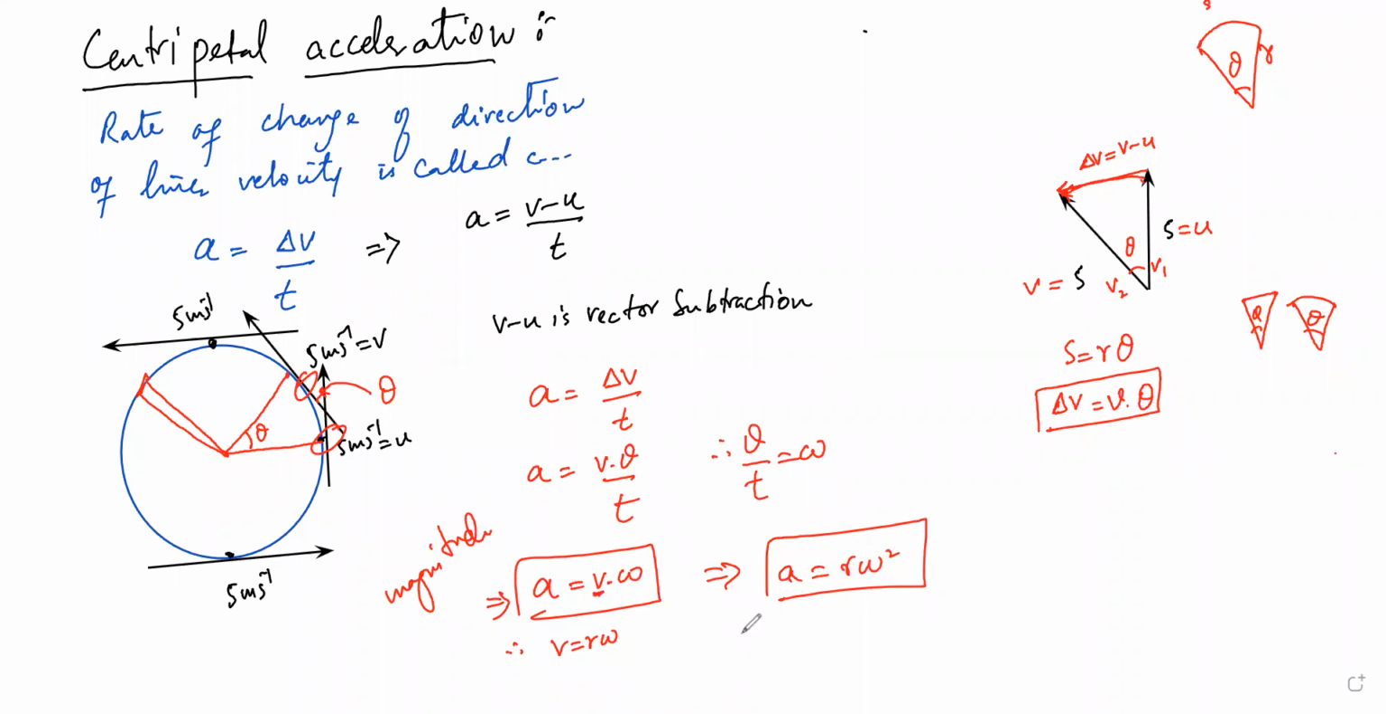If you put omega as V over R in the same, your acceleration would be V square over R. Just look. How come? V as it is, and instead of omega, you have put V over R. So V into V would become V square over R. So these three are the formulas for the magnitude of centripetal acceleration.